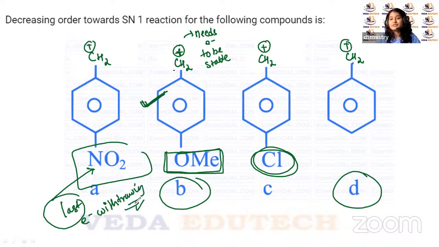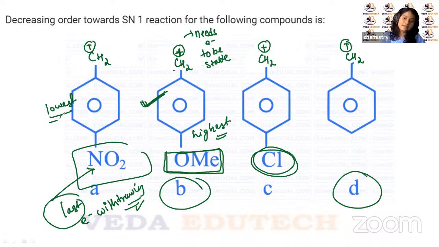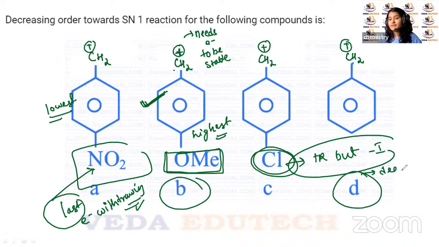I hope everyone understood how we are going to approach this question. We have to first remove the leaving group, then we'll see the carbocation, then we are going to look at their stability. So this is going to have the highest stability. This is going to be the lowest. I hope everyone understood. And this is plus R, but what, children? This is minus I. So this is deactivating, right?